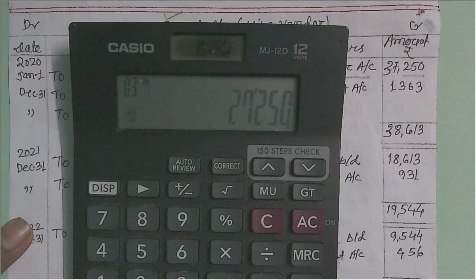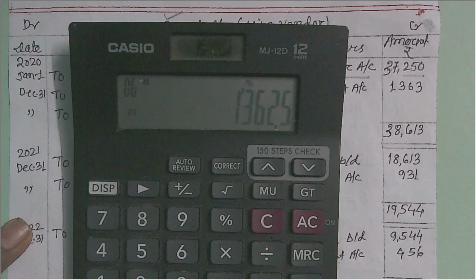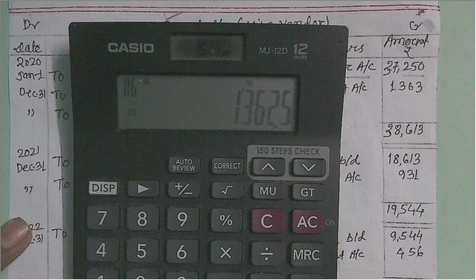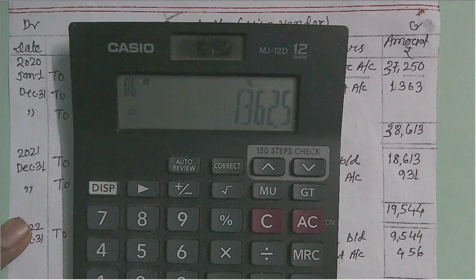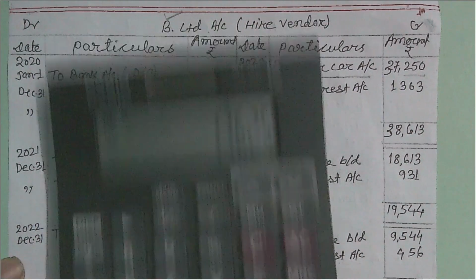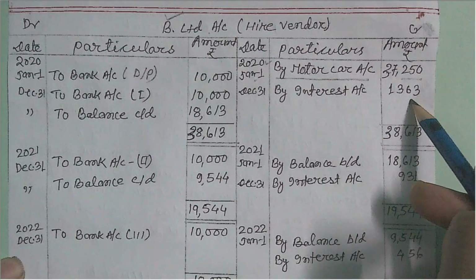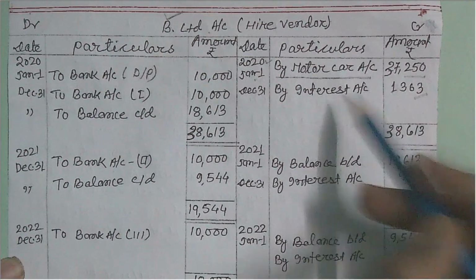On this 27,250 you have to calculate the interest at the given rate of 5%, so into 5%, it is coming 1362.5. After the decimal you see that the 0.5, which is equal to 5, so the preceding figure should be increased by 1, that is called rounding up. So here 1363 is taken as the interest amount.